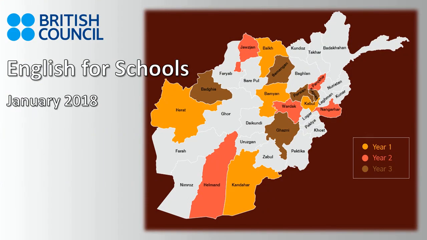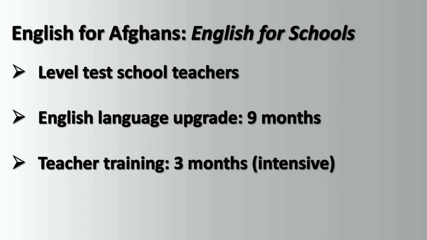So far, there have been so many things done to solve this problem. One of the biggest examples is the British Council English for Schools project, and I'm a member of this project. It started in 2018. So what do we do within English for Schools? We level test the English teachers, and after knowing their levels, we give them a 9-month English language upgrade to help them move up one CEFR level.